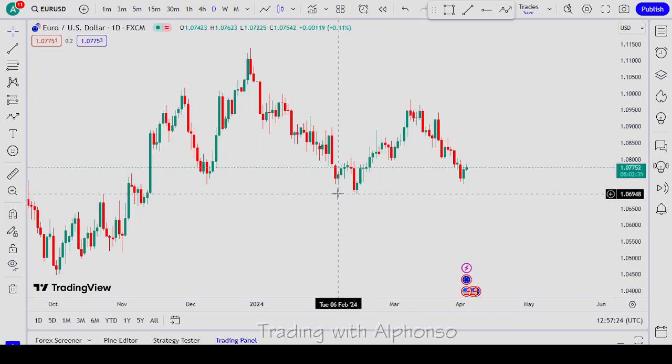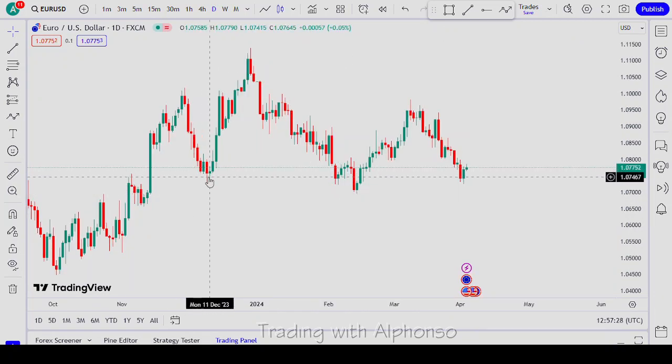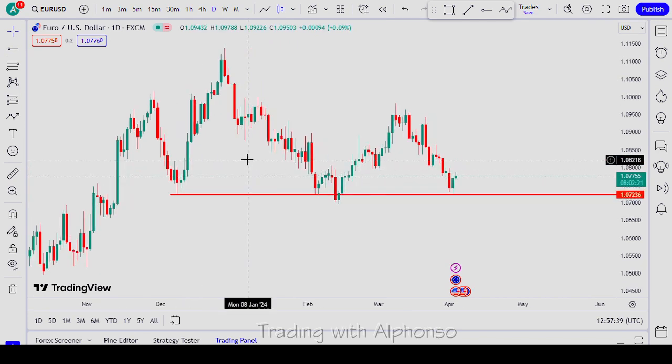Mark up my key levels. I can see a support level right here. So I can see a support level right here.